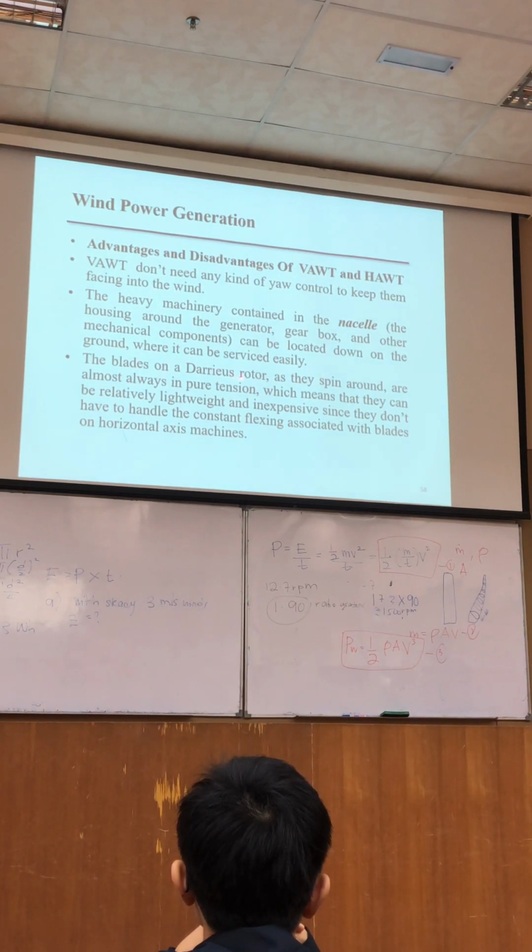The blades on the radius rotor as they spin around are almost always in pure tension, which means that they can be relatively lightweight and inexpensive since they don't have to handle the constant flexing associated with blades on horizontal axis machine. Okay. We know that the speed of the wind turbine is quite slow.